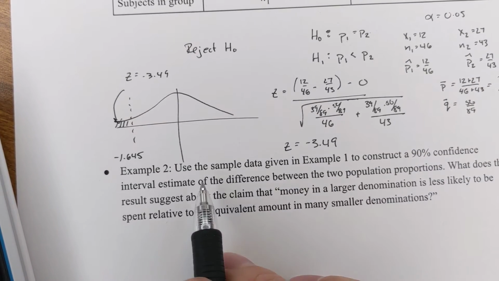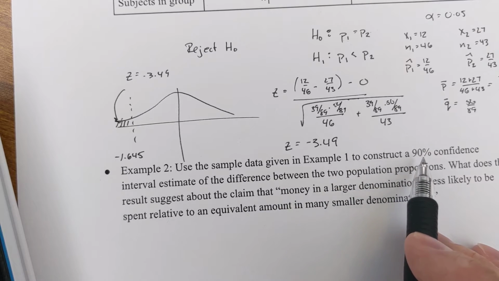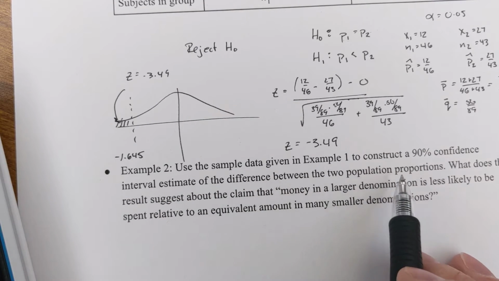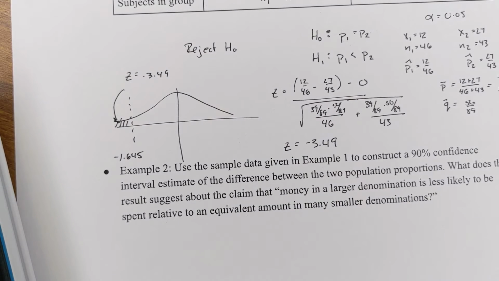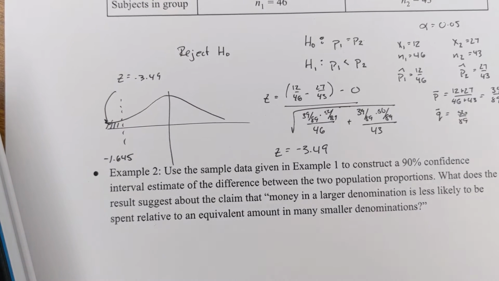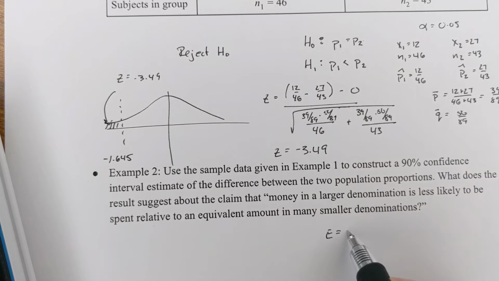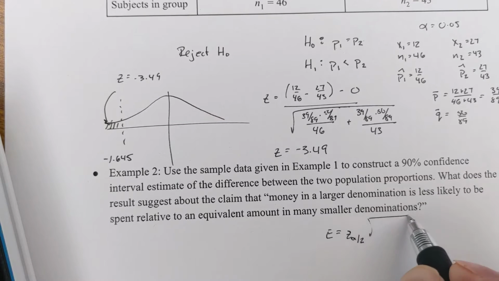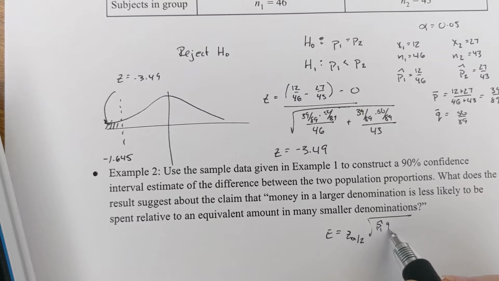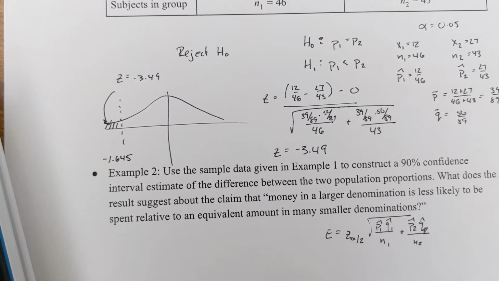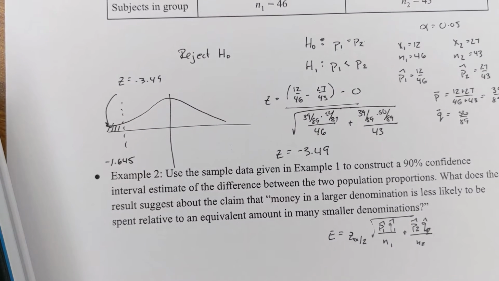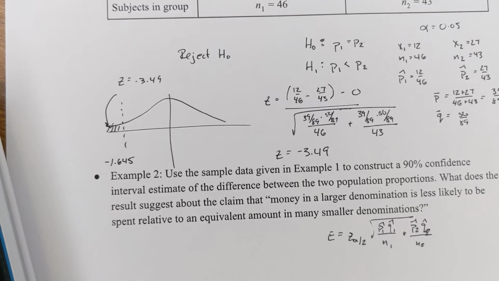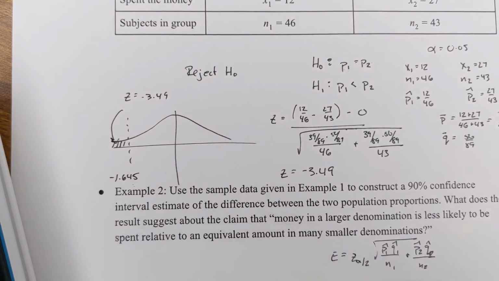All right, using the data given in example 1, construct a 90% confidence interval to estimate the difference between the proportions. Okay, so we're doing a confidence interval now. So we need to figure out the value for E. Here's the formula: E is Z alpha over 2 times the square root of p1-hat q1-hat over n1 plus p2-hat q2-hat over n2. Okay, so we know most of those numbers already. Our Z value is 1.645.